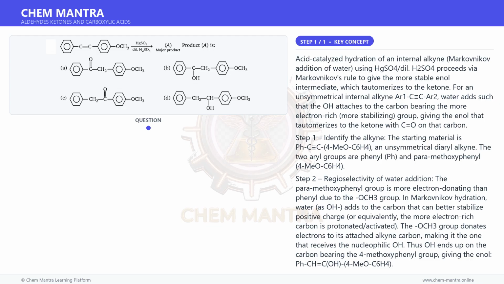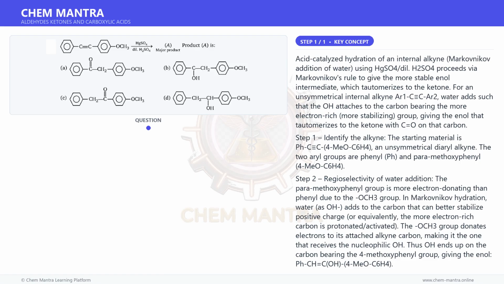Acid-catalyzed hydration of an internal alkyne, Markovnikov addition of water using HgSO4 and dilute H2SO4, proceeds via Markovnikov's rule to give the more stable enol intermediate, which tautomerizes to the ketone. For an unsymmetrical internal alkyne Ar1-C≡C-Ar2, water adds such that the O attaches to the carbon bearing the more electron-rich, more stabilizing group, giving the enol that tautomerizes to the ketone with C=O on that carbon.